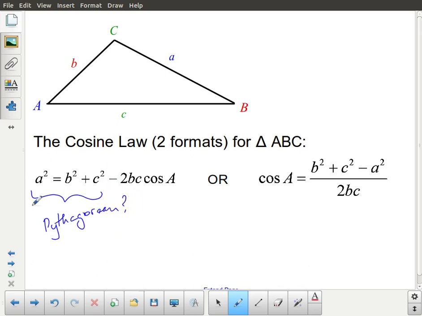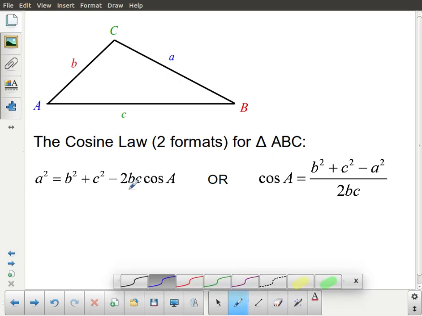Okay, that part looks a lot like the Pythagorean theorem. And then we have this extra part. And of course, the reason why we have to have that extra part is because it's not a right triangle. The Pythagorean theorem only applies to a right triangle. So that being the case, we've got this form, which I consider to be kind of the standard relationship for the cosine law. And then we have basically an algebraic manipulation of this first one. So all you really need is this one.